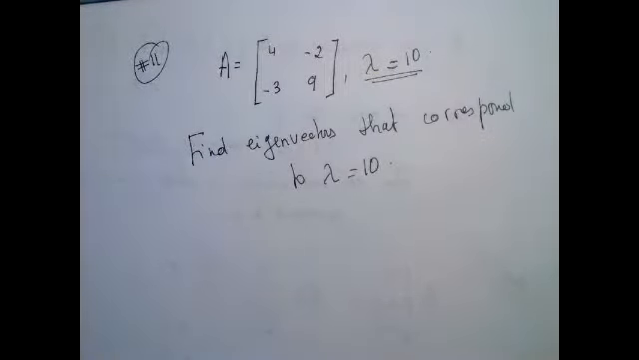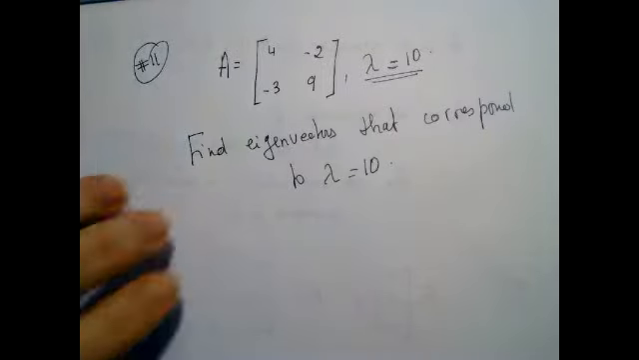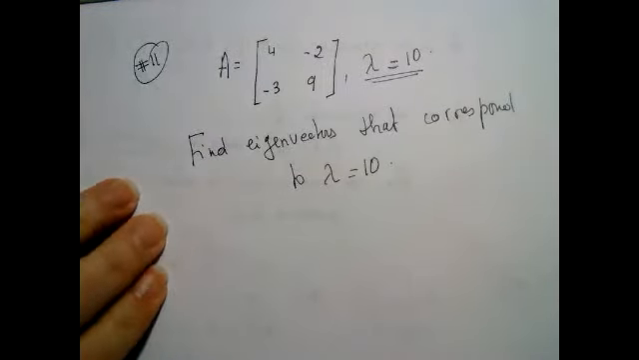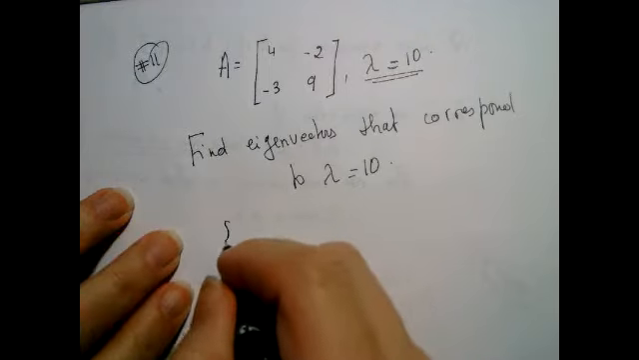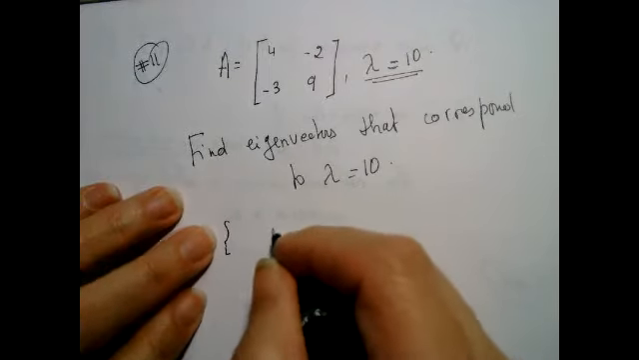That's number 11, right? Yeah, that's number 11, 5.1. Okay, so find the eigenvector corresponding to lambda equal to 10. Now, how do we find the eigenvectors? To find the eigenvectors, we solve.